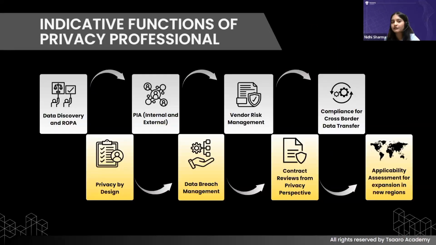And these are the different functions that a privacy professional has to follow. So they need to perform data discovery, have to manage the PBDs, the PIAs. They also have to look after the data breach management, if there is a vendor risk assessment. These are the different activities that a privacy professional has to perform. And as part of the course, we would walk you through these activities in detail and the requirements. How can you comply with the other requirements as well?